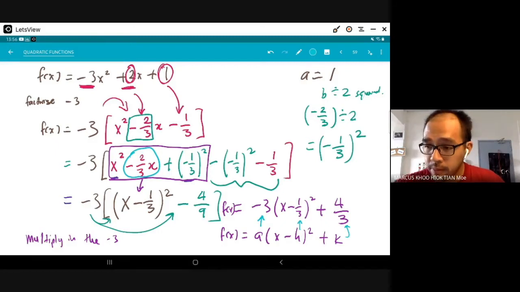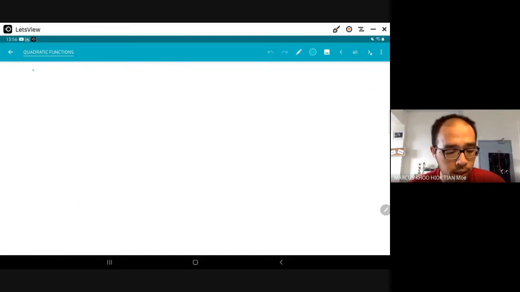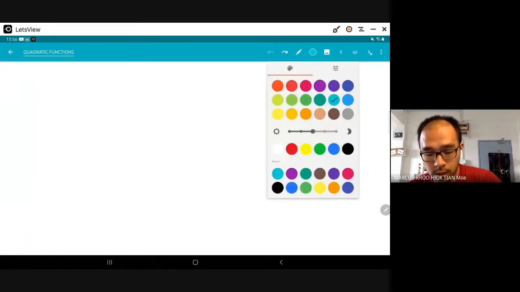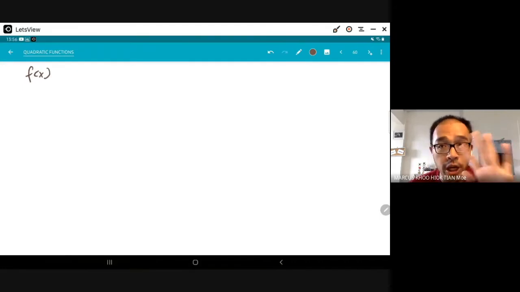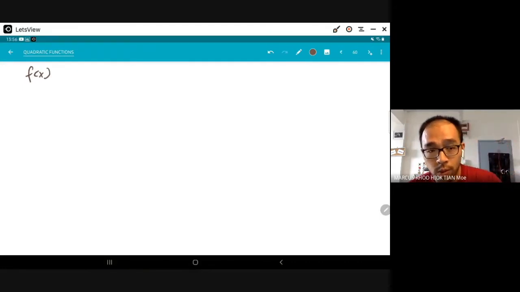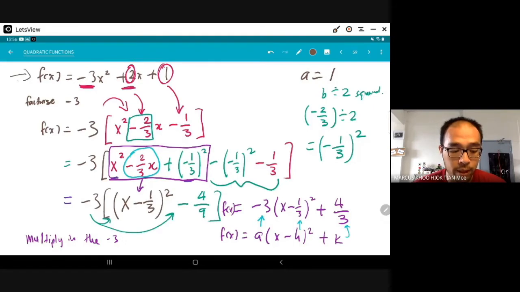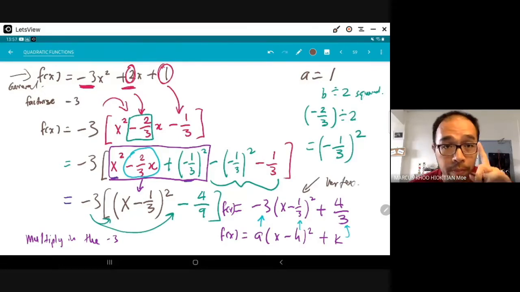Okay, now let me try another one. Let's try another one. fx, I want you to just complete the square first. Change into vertex form. So what we did just now is, this is general form kan? Then bila kita tukar pergi ini sudah jadi vertex form. So that's our main job for today, changing general form to become vertex form.